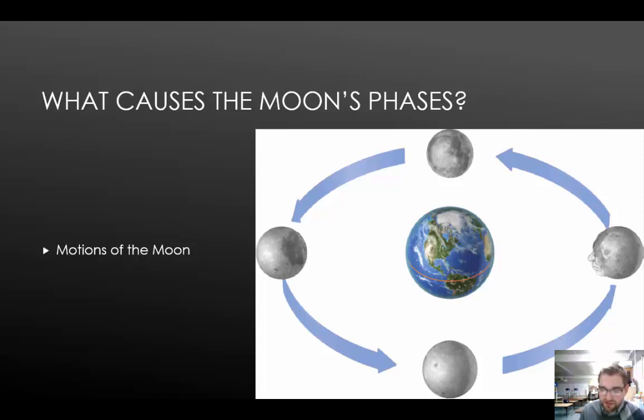As the moon orbits Earth, the relative positions of the moon, Earth, and Sun change. The changing relative positions of the moon, Earth, and Sun cause the phases of the moon.